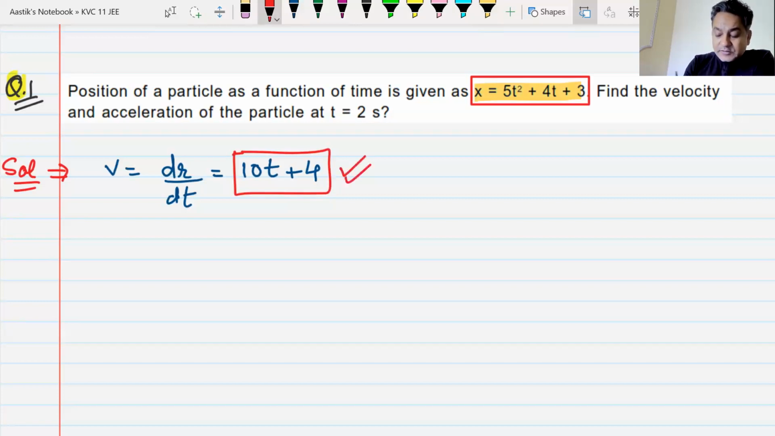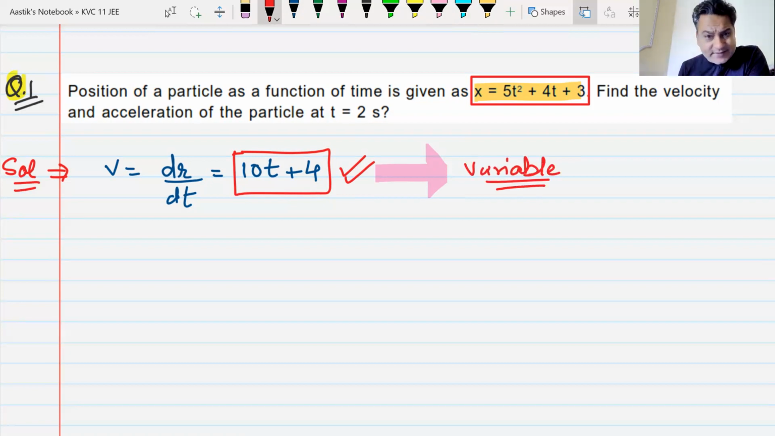10t plus 4. Now the first question that I'm going to ask, and I will keep on asking this, is: is this uniform velocity or is this variable velocity? Is this velocity constant or variable? Non-uniform, sir. Variable. Why? Please tell me the reason. Time varies, sir. Yes, well done. So now you are understanding the concept. It depends on time, so it changes with time. If something changes with time, it cannot be a constant.